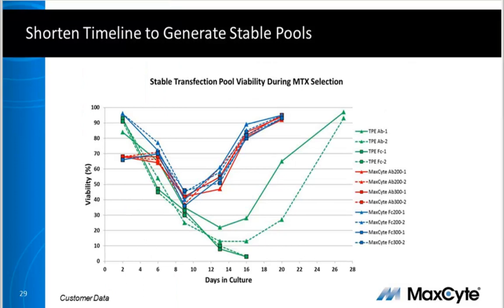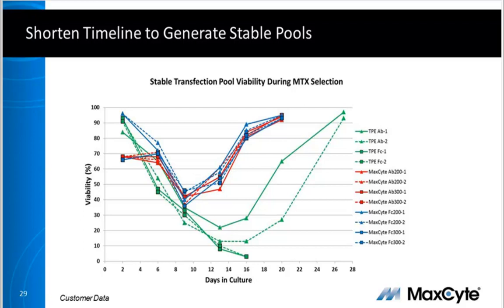A great deal of data has been shown for how the high levels of Maxcyte transfection efficiency and high cell viability positively impact transient protein production. But these attributes also impact stable pool generation by enabling more stringent selection protocols. Maxcyte transfected cells typically recover more quickly from selection compared to cells transfected via other methods.